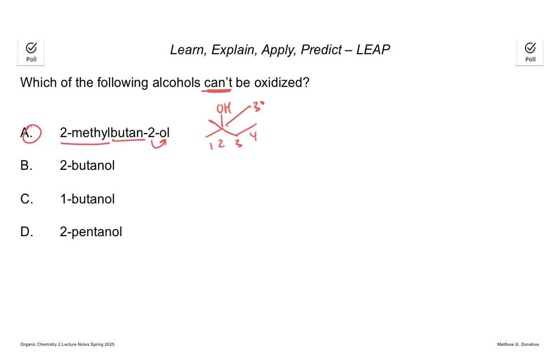So to practice the other logic, if you oxidized 2-butanol, what functional group would it become? A ketone. So secondary alcohol has to go to a ketone. And then 1-butanol would become an aldehyde.